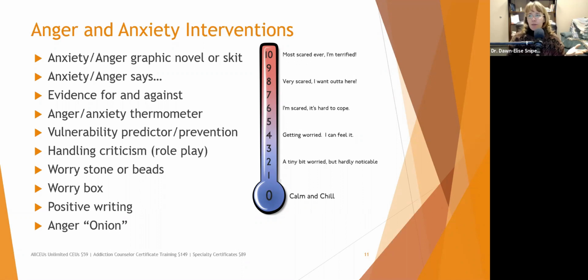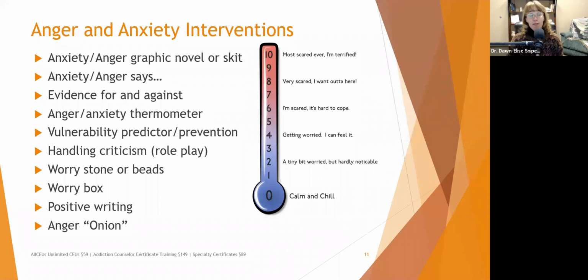You can use vulnerability prediction or prevention. This is another great intervention that you can do with people. Have them look back over their past. Think of 3 times that you got really angry or really anxious over the past week or 2 weeks. What are some commonalities? What are some common vulnerabilities that may have contributed to that? It could be they're not getting enough sleep. It could be they're feeling overwhelmed because they've got too much going on and poor time management. Encourage them to look at what factors make it more likely for them to get excessively upset over things. You can role play, especially handling criticism.